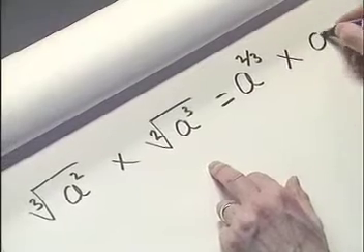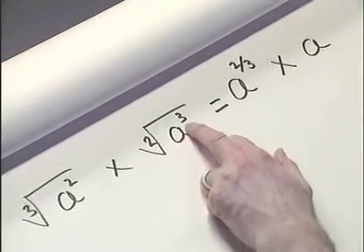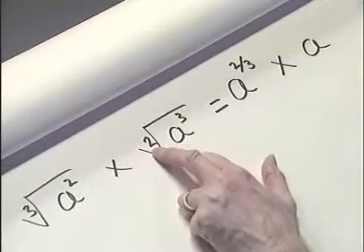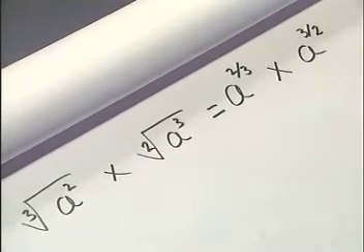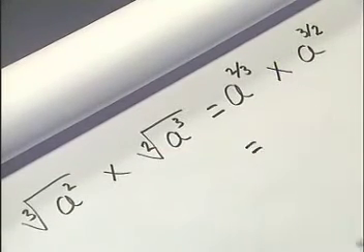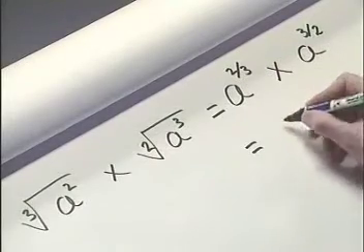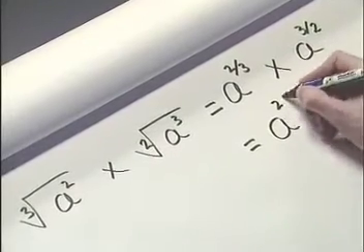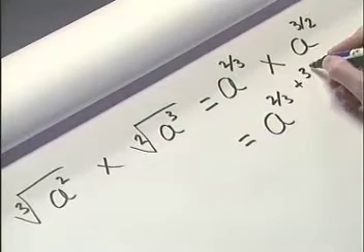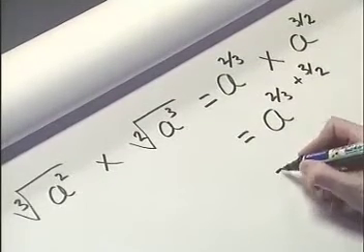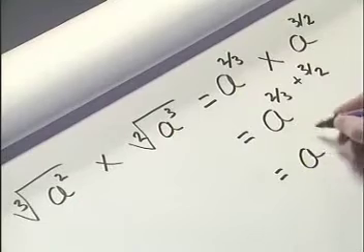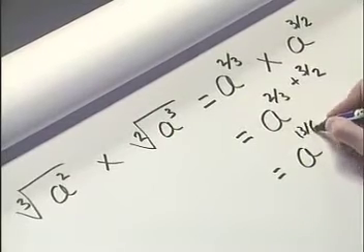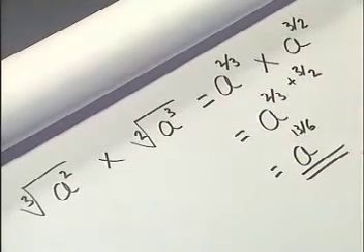Times by a. Now this is a cubed, take the square root. So that's a cubed, take the square root. And we can see now that what we need to do is add together these two indices. So that's 2/3 plus 3/2. And adding fractions together, that will give us a to the power 13/6. Awkward number, we'll just leave it like that for now.